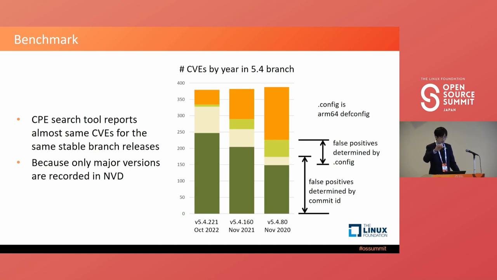The light yellow and light green area from here to here were determined not to be compiled. The light yellow area, this area, was identified as false positives by both methods. I used the default configuration for ARM64. The CVE search tool reports almost identical CVEs for the same stable branch releases. This is because most CVEs are only registered with major versions in the NVD.